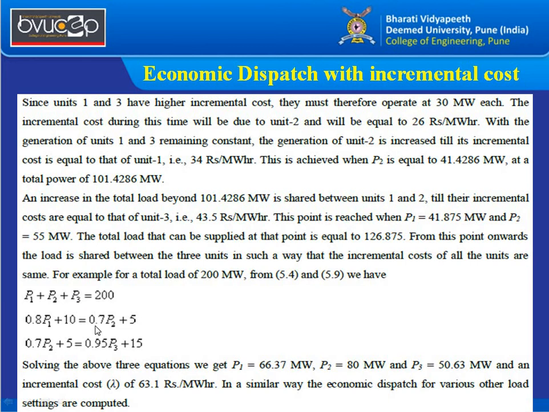So we have three unknowns and three equations. When we solve these three equations, we get P1 as 66.37 megawatt, P2 as 80 megawatt, and P3 as 50.63 megawatt. And when we calculate lambda, we get the incremental cost as 63.1 rupees per megawatt hour. So in a similar way, the economic dispatch for various other load settings can be computed.